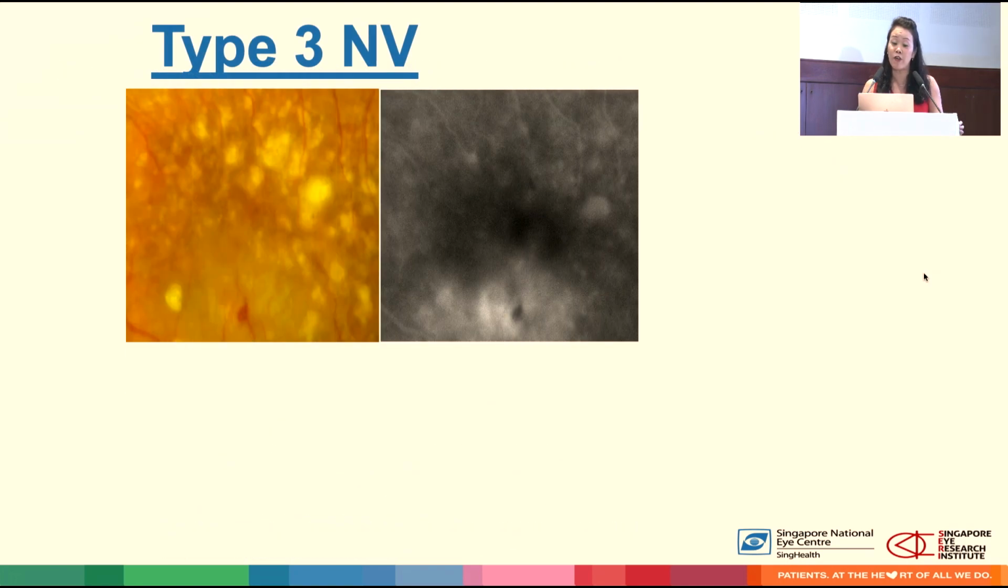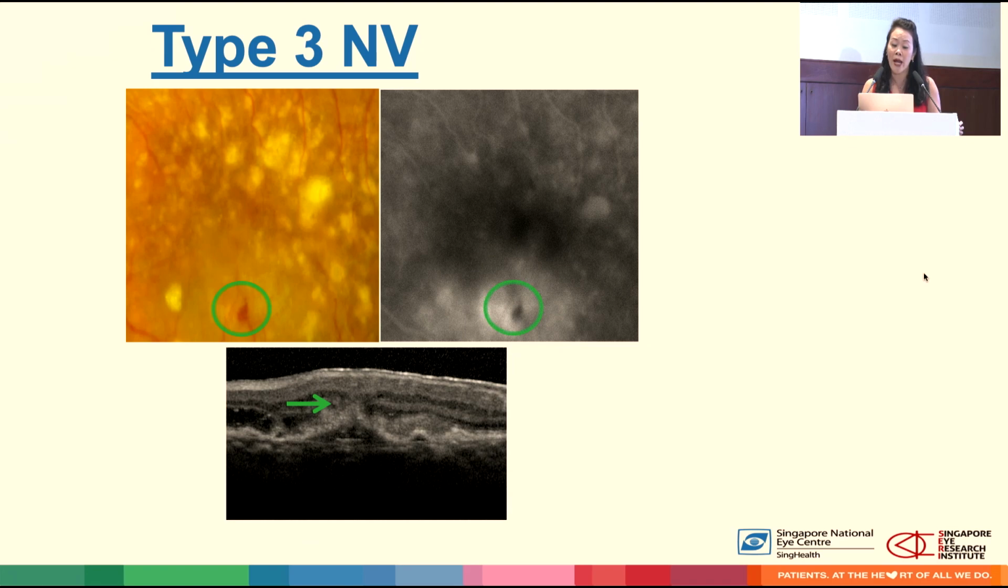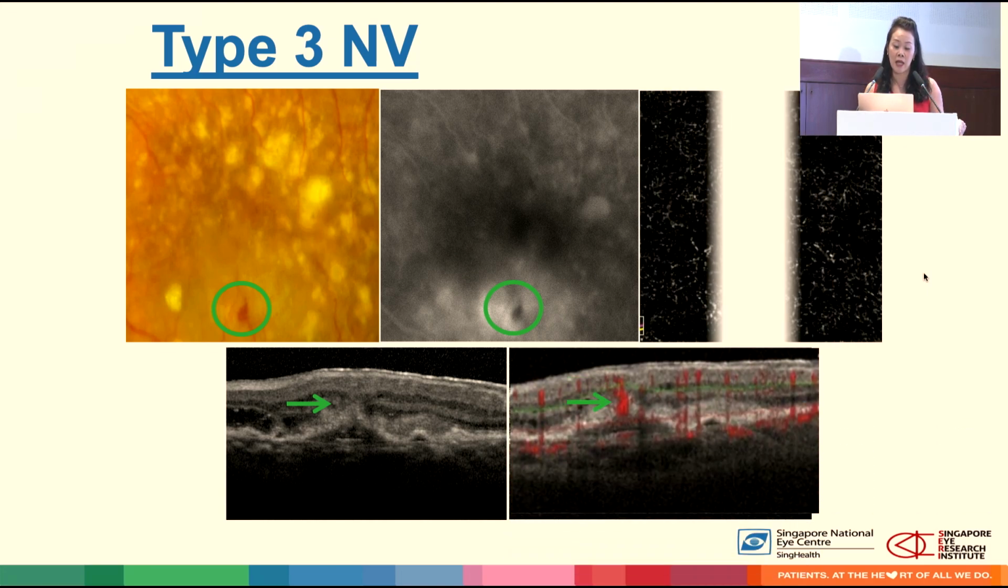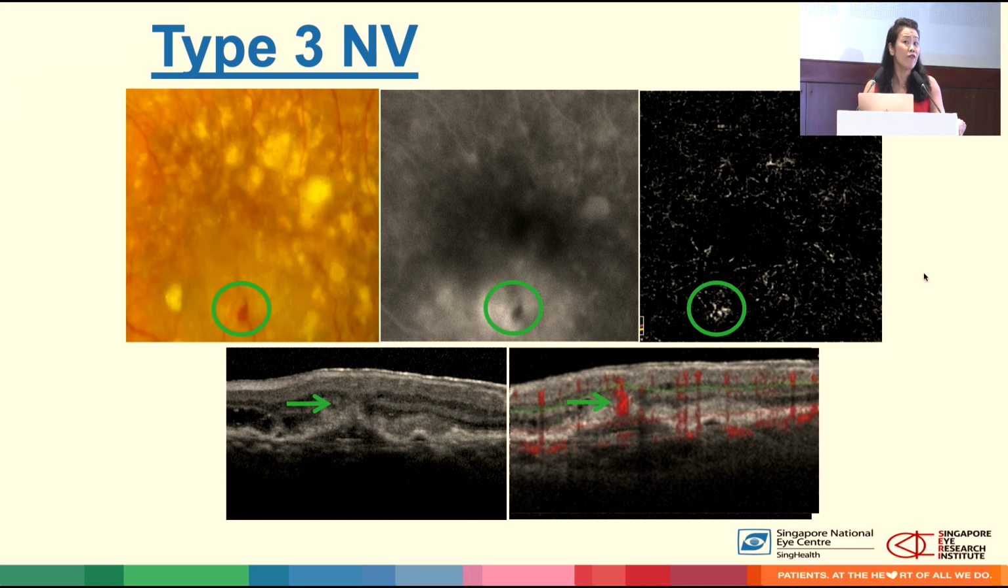And this is the same for type 3 neovascularizations. It's quite specific. And on type 3, the cross-section OCTA is what helps you diagnose a type 3, because you can see this linear hyperreflective flow signal, and this is where the type 3 lesion is. And on FA, sometimes it can be missed because it's quite subtle.